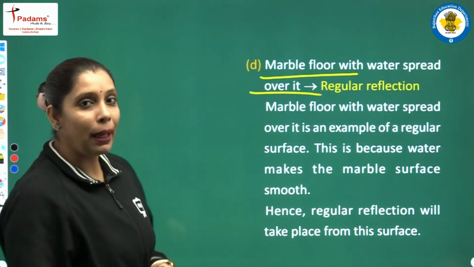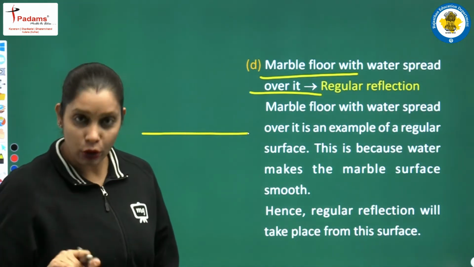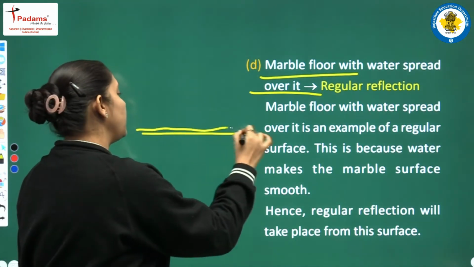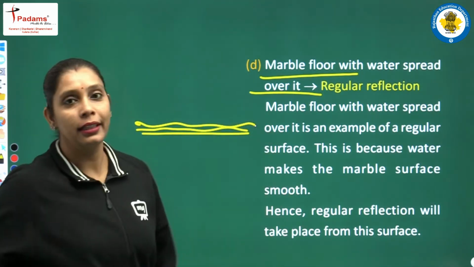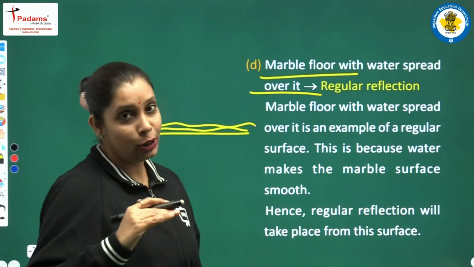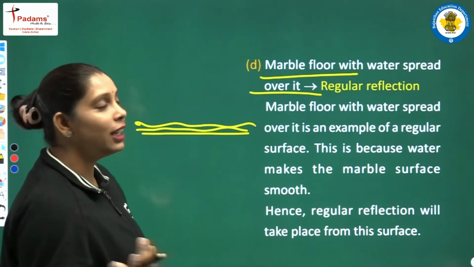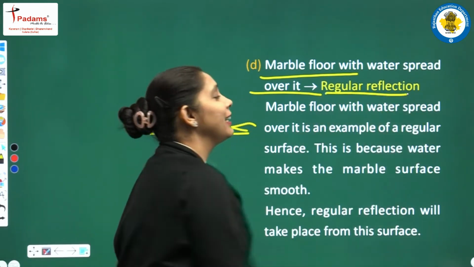देखो, सबसे पहले तो मार्बल फ्लोर, और हमें पता है मार्बल फ्लोर कैसा होता है? स्मूथ. उसके ऊपर भी क्या है? वाटर स्प्रेड कर दिया है. Clear everybody? So it makes it more smooth. So what type of reflection takes place here? Obvious है, regular reflection. Clear everyone?